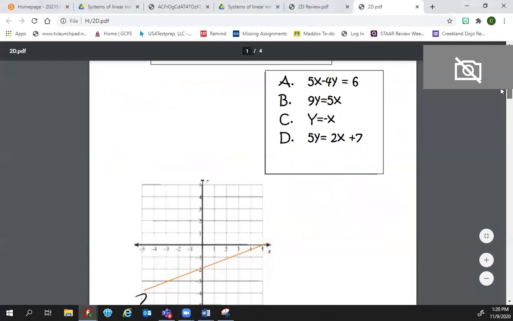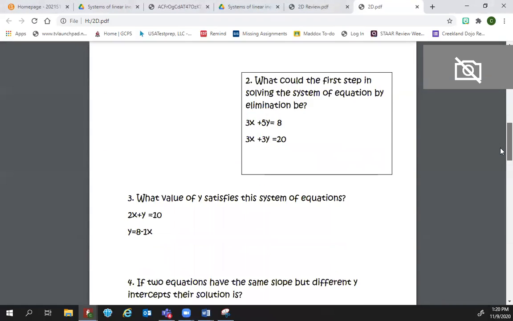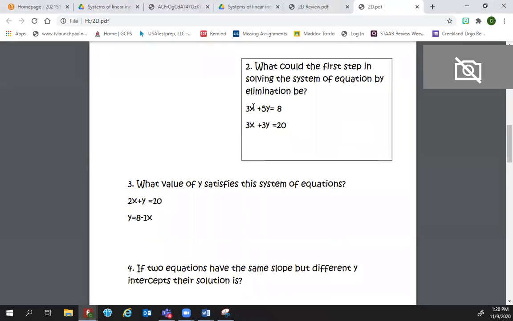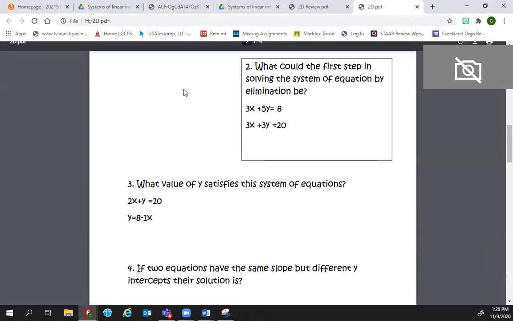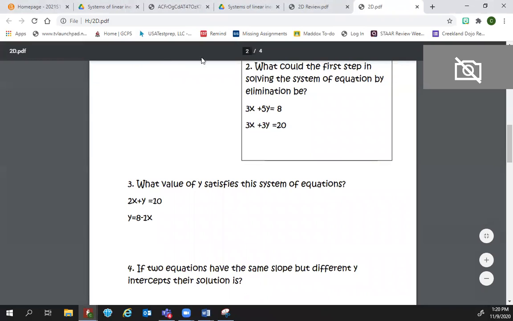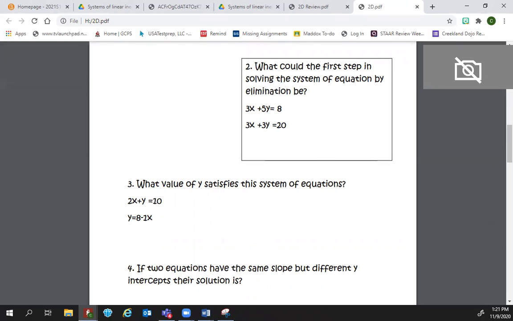All right, so moving down. What could the first step in solving the system of equation by elimination be? Look at, are they already in columns of x's? Are they already in columns of y's? Are they already in columns of numbers? Is that how you set them up? So if I forget, I would definitely go ahead and circle these. They're already in columns, right? That sets you up for elimination.